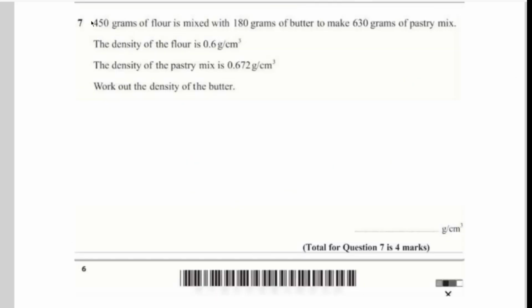Question 7. 450 grams of flour is mixed with 180 grams of butter to make 630 grams of pastry mix. The density of the flour is 0.6 grams per cubic centimeter. The density of the pastry mix is 0.672 grams per cubic centimeter. Work out the density of the butter. So we need to get the density of the butter. How do we get the density of the butter? We know that density equals mass over volume. The formula, you should know it.